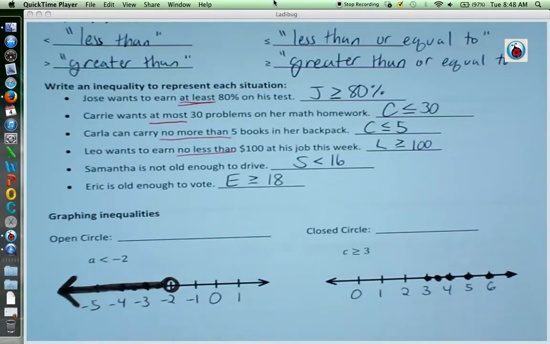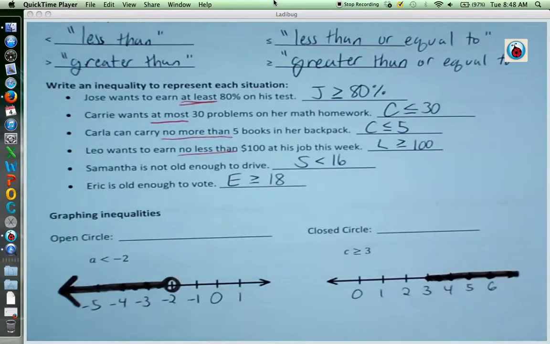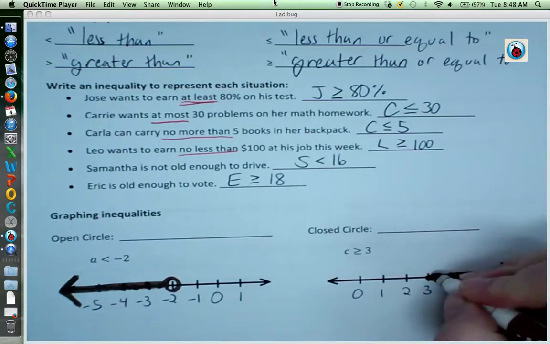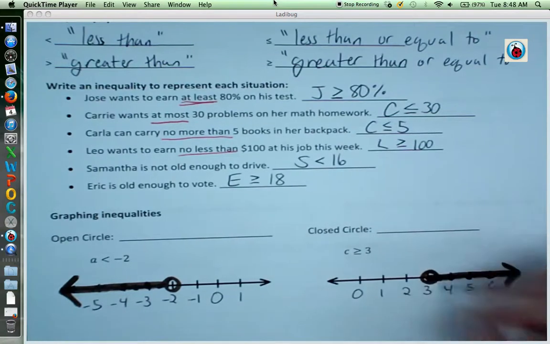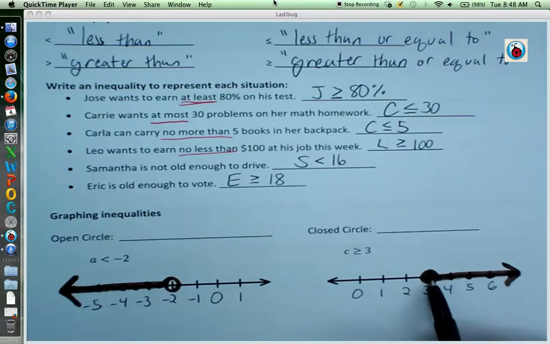So for this one, I'm going to, again, shade all of those possible numbers that could be part of that inequality. And the circle that I'm going to draw this time, I'm going to draw another circle at 3, but this time I'm going to fill it in. That's called a closed circle. This implies that 3 is part of my answer as well. And that's because of the or equal to part.